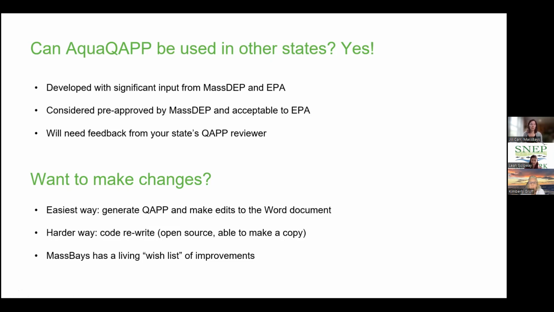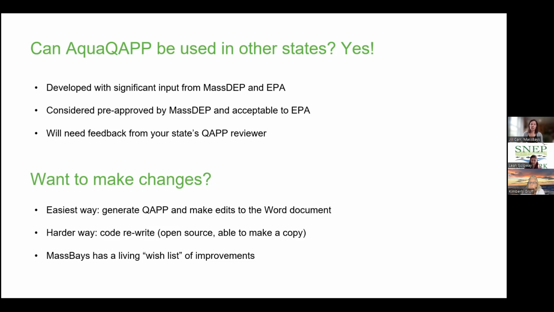But if a group from another state were to use AquaQAPP, they should definitely not assume it's pre-approved by their state and run it through review. If you wanted to make changes to AquaQAPP, the easiest way to do that really is to generate a QAPP through the tool and make the changes in the Word document directly, or even develop an SOP. You know, if Rhode Island wanted to use AquaQAPP, you could develop an SOP where it says, instead of this analytical method, replace it with that one, for example. That's the easy way to adapt it to another state.